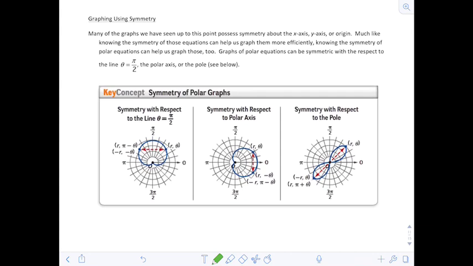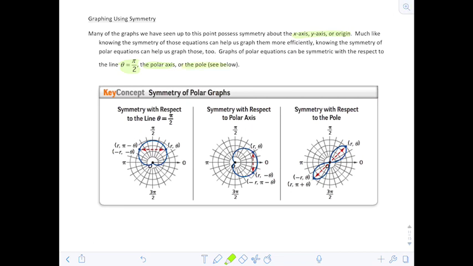Many of the graphs that we have seen up to this point possess symmetry about the x-axis, y-axis, or origin when we're in the rectangular system. So much like knowing the symmetry of those equations helps you graph them more efficiently, if we know the symmetry of polar equations, that is going to be just as helpful. So graphs of polar equations are symmetric with respect to the line theta equals pi over 2, which is like our y-axis, the polar axis, which is like the x-axis, and the pole, which is like our origin.